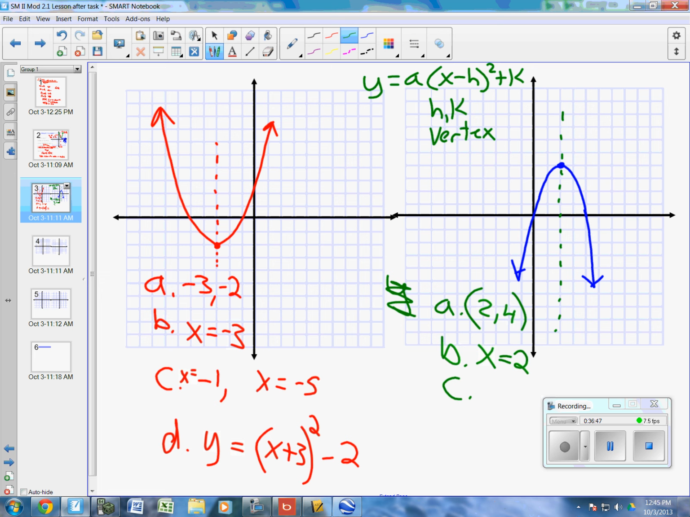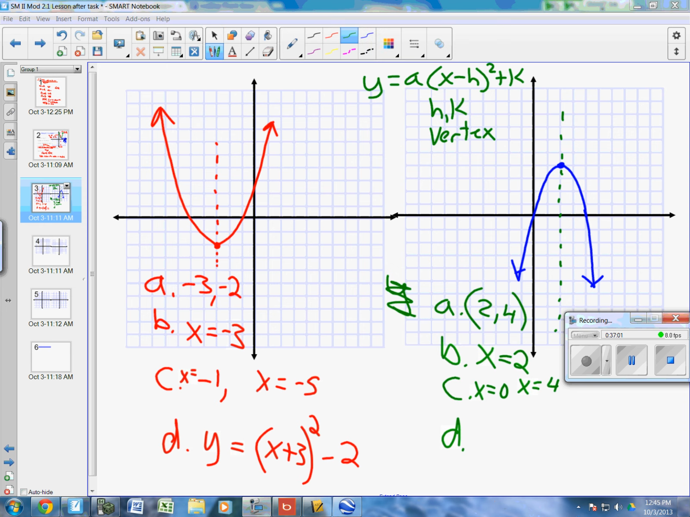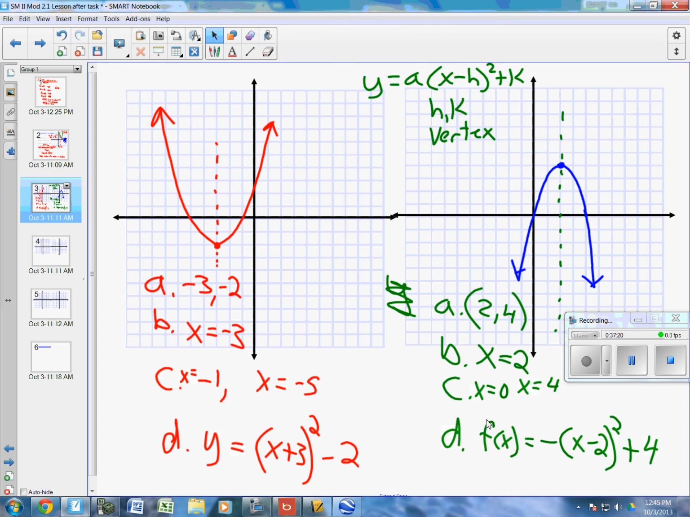C are the zeros where it crosses 0, which is x equals 0 and x equals 4. And D, the vertex form of the equation, would be f of x, or y, doesn't matter, equals negative, why negative? It's upside down, that's right. Negative x minus 2 squared plus 4. How many of you guys got all 4 of them right? All right, how many of you missed one minor thing?